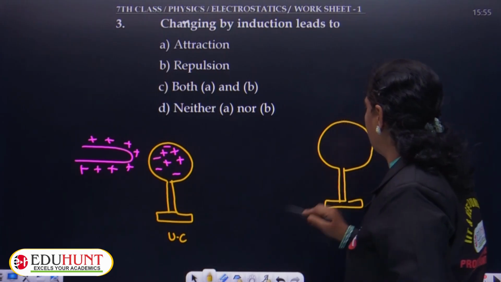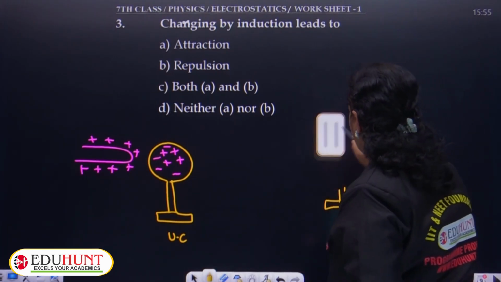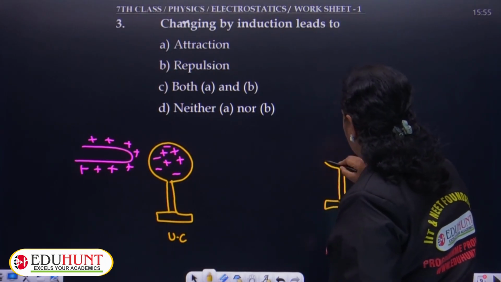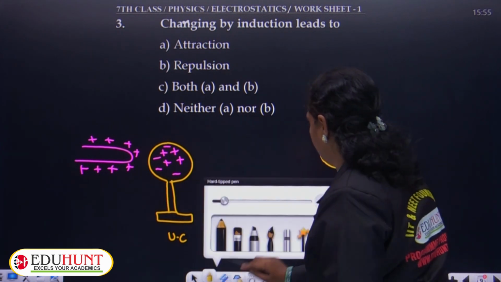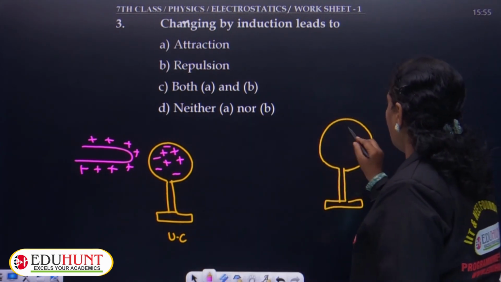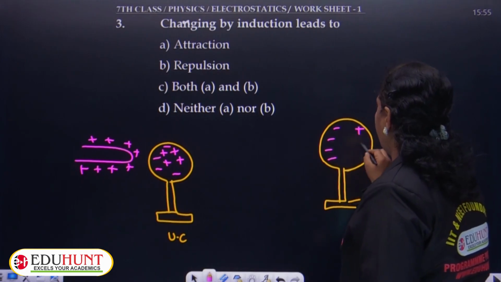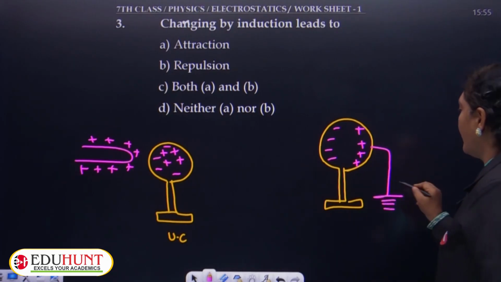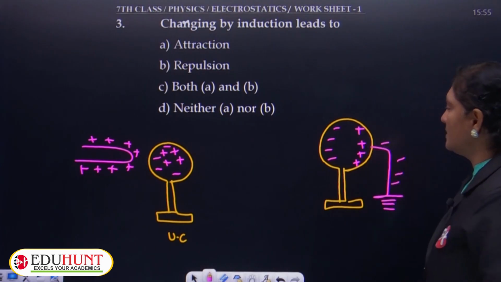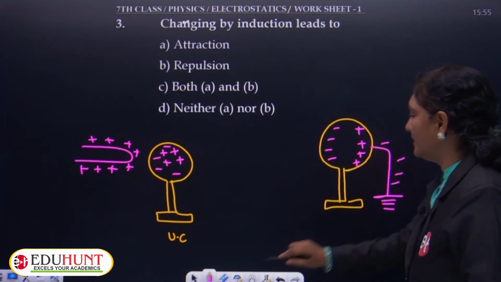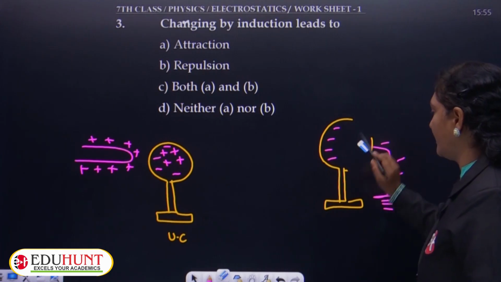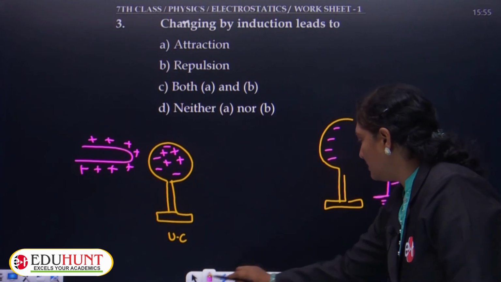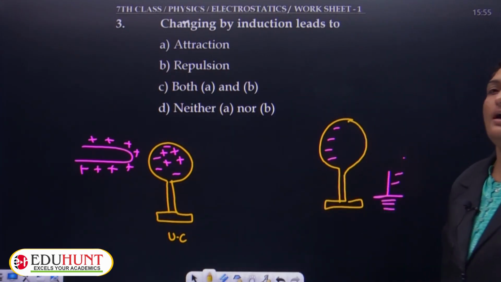After a while, all the electrons get accumulated here and all the protons get accumulated here. Whenever it is grounded, electrons from the ground move inside the charge and they get nullified, something like this. Okay, they get neutralized, leaving the negative charge on the body.